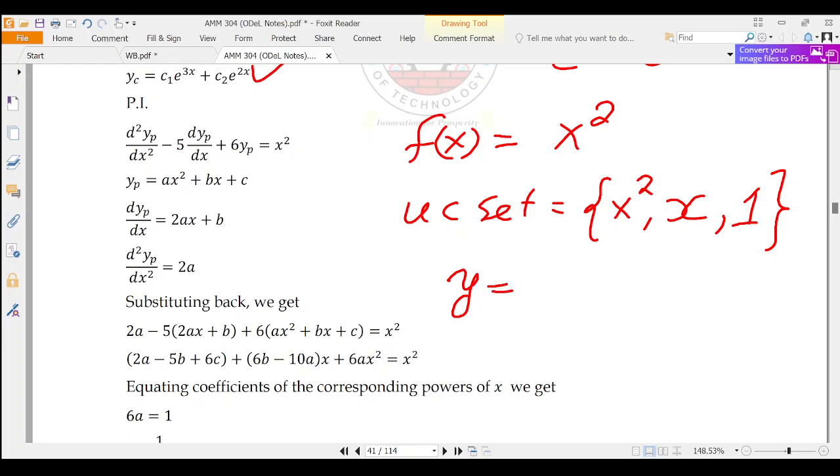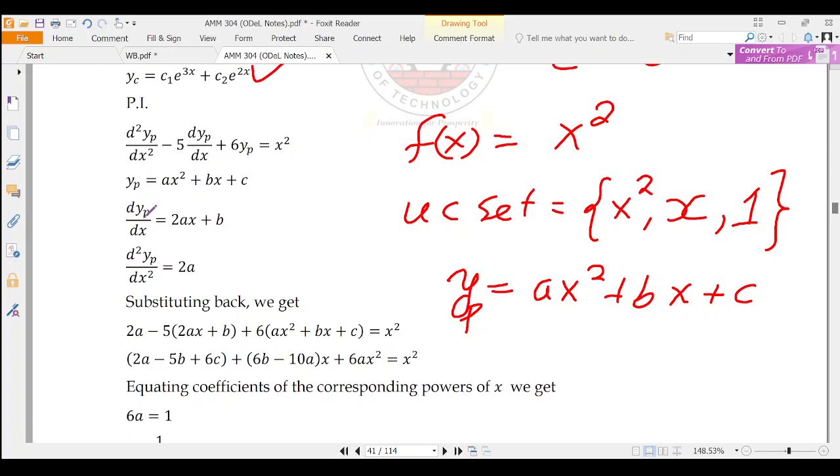So we write ax squared plus bx plus c times 1, where a, b, and c are constants to be determined. So we write yp equals ax squared plus bx plus c.